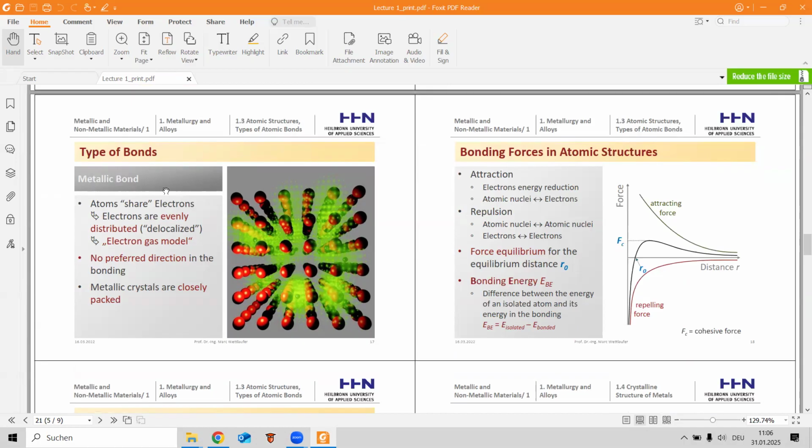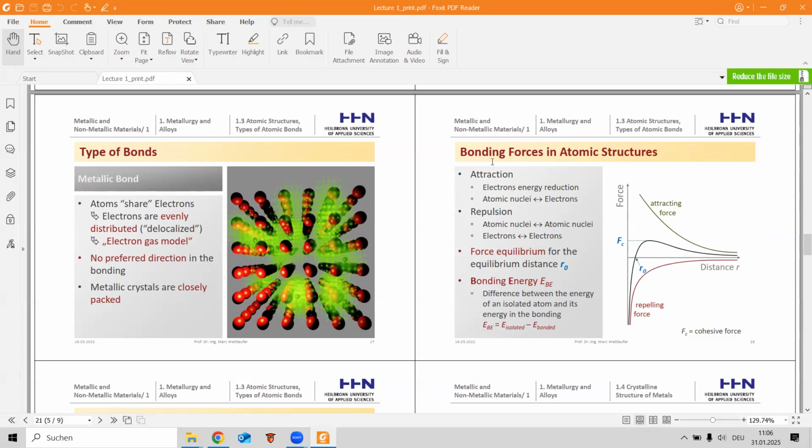Concentrate on metallic bonds. So atoms share electrons. It means electrons are evenly distributed or delocalized, and it's the electron gas model. So there is no preferred direction in bonding, and metallic crystals are closely packed.